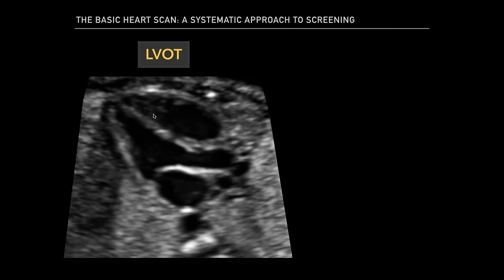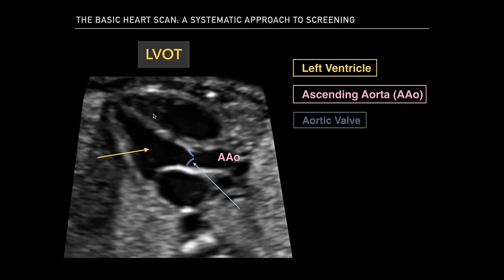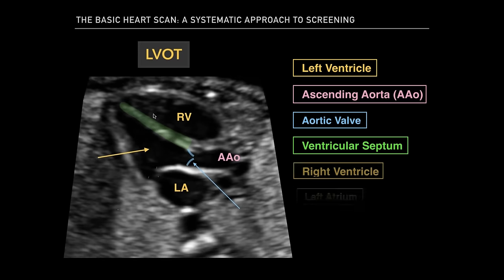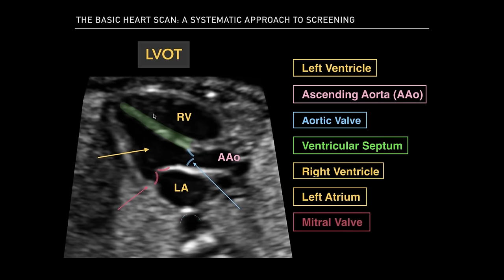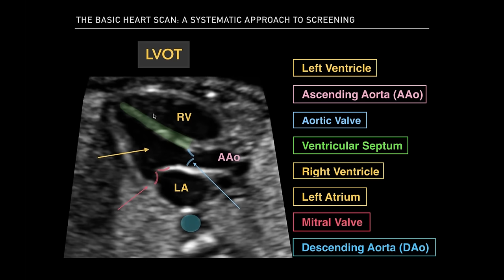So just going through the normal structures of the left ventricular outflow tract. Here we have the left ventricle, the ascending aorta, aortic valve, the ventricular septum, right ventricle, left atrium, mitral valve, and the descending aorta right behind the left atrium.